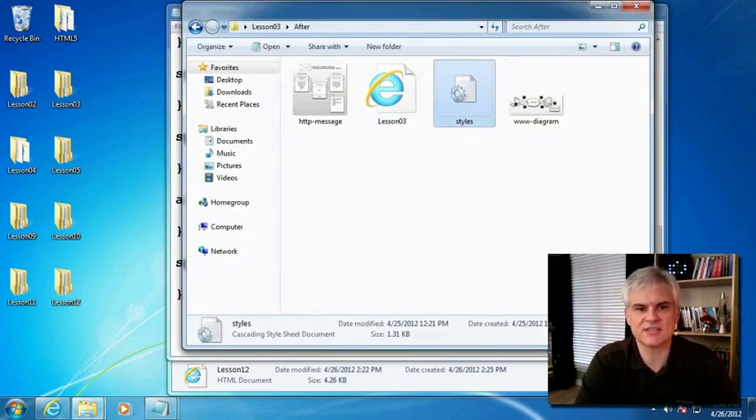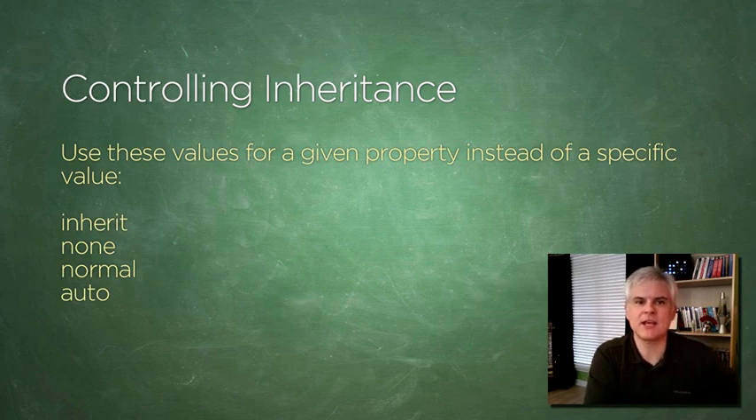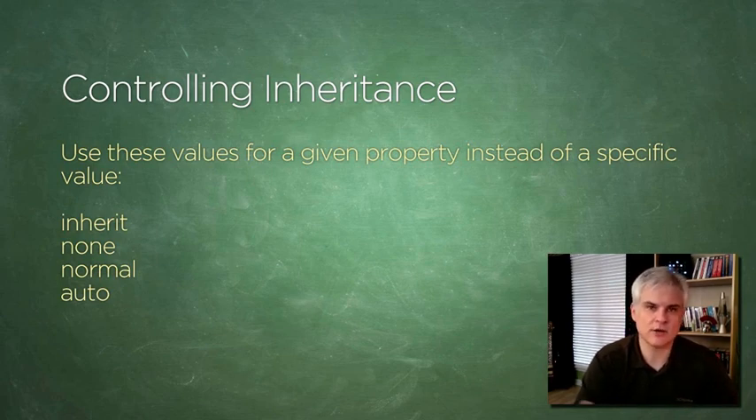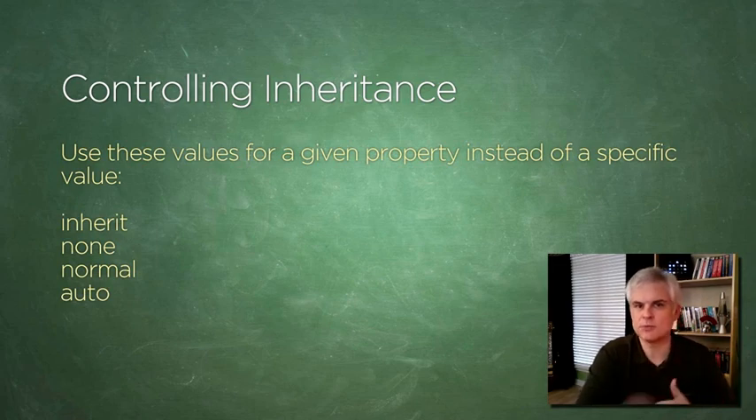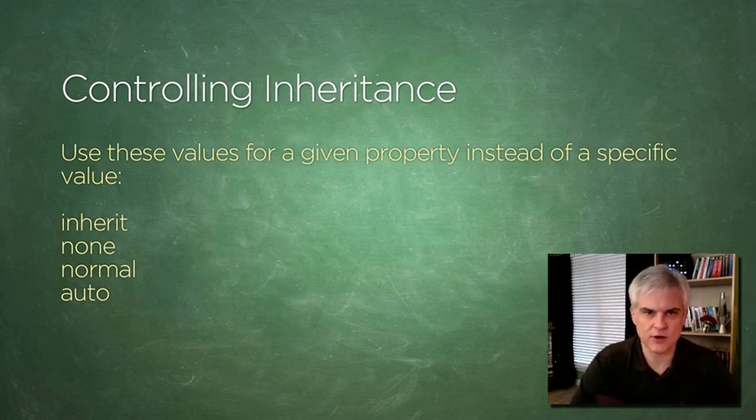So there's a sense of inheritance, and you can also control inheritance using the following values that you see on screen. So there's inherit, which forces a property to be inherited from its parent that normally wouldn't be inherited, or it overrides other applied style values and it inherits the parent's value. There's also none, normal, and auto. So again, find a good reference, make sure you understand what those do and when to apply them so that you can take control of inheritance if you really want to for a given element.